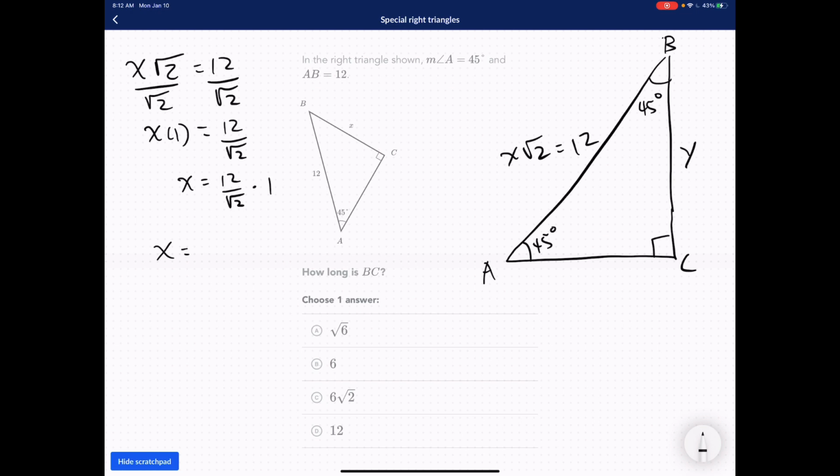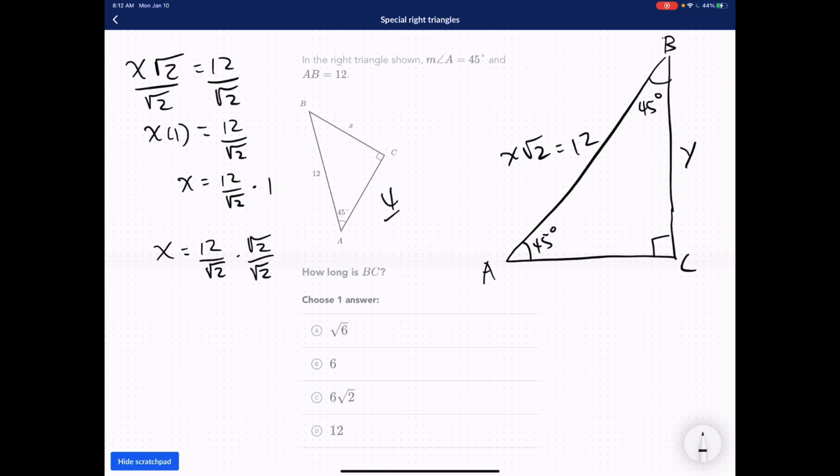You're like, what? What does that even mean? Well, what is 12 over the square root of 2 times 1? It's just 12 over the square root of 2, right? That's the same thing. But 1 is also equal to the square root of 2 over the square root of 2. Why? Anything divided by itself is just 1.